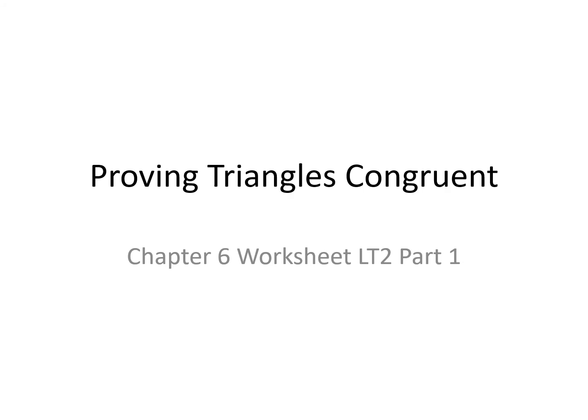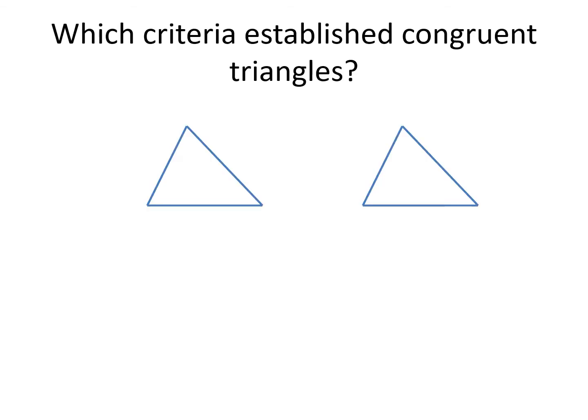So we are now going to talk about how to prove triangles congruent by labeling diagrams and picking a method of proof. So the first thing is, what criteria establish congruent triangles? There are 5, the first being angle side angle.